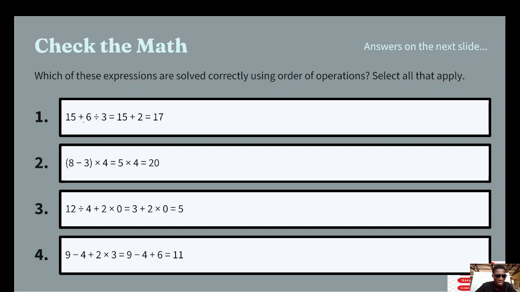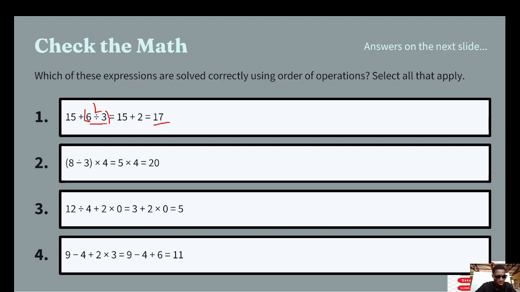Now we have addition and division. So the first thing is to start with division. 6 divided by 3 is what? Is 2, sorry. So we have 2 here, and then plus 15 is 17. So we realize that this is solved correctly.